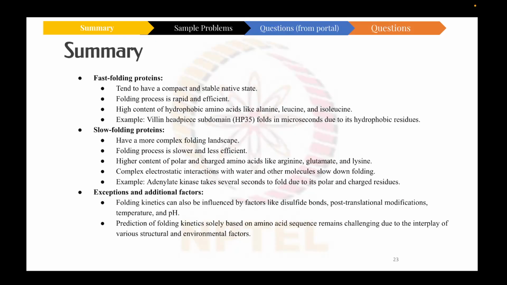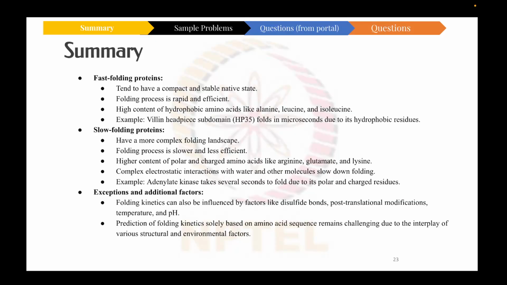One example of a slow folding protein is the enzyme adenylate kinase, which takes several seconds to fold into its native state. Adenylate kinase contains a higher proportion of polar and charged amino acids such as glutamate, glutamic acid, and lysine, which can form stronger interactions with other molecules. These interactions can slow down the folding process by creating a barrier for the formation of the protein's native state.